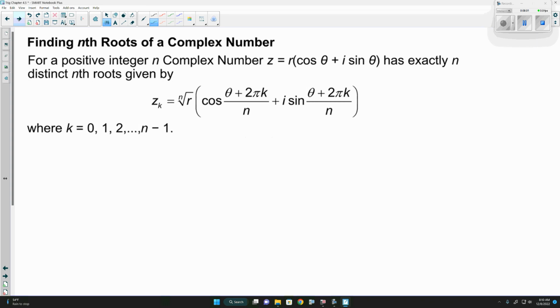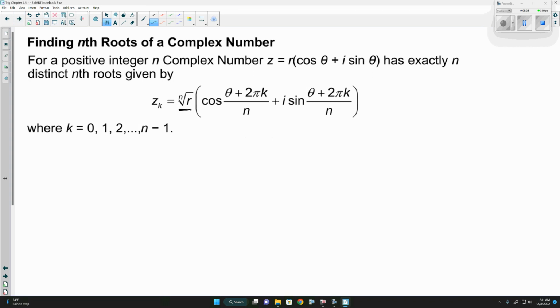So, the only other thing we're doing today is solving for the complex roots, finding nth roots of a complex number. For a positive integer n, the complex number z equals r(cosine theta plus i sine theta) has exactly n distinct nth roots given by this formula. So roots, solutions. Whatever the power is or what root we're taking, it'll tell us how many solutions we have.